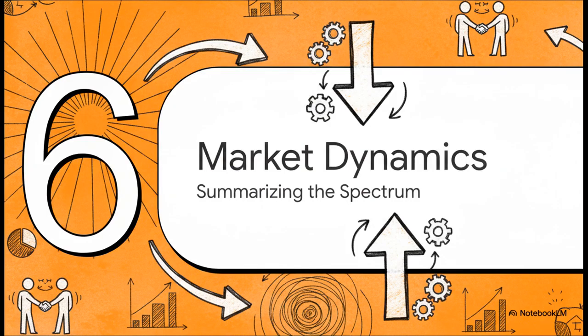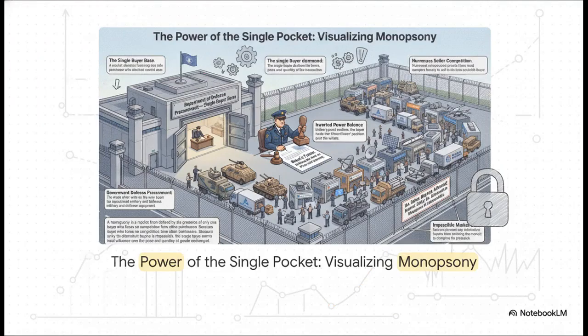Section 6. Summarizing market dynamics. Finally, let's tie all these frameworks together. And we're going to take a quick look at one more concept that totally flips the script on market power. Okay, so we know a monopoly is a single seller, but imagine flipping the whole board over to a monopsony, which is a single buyer.